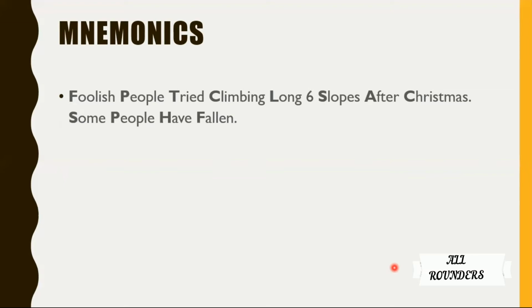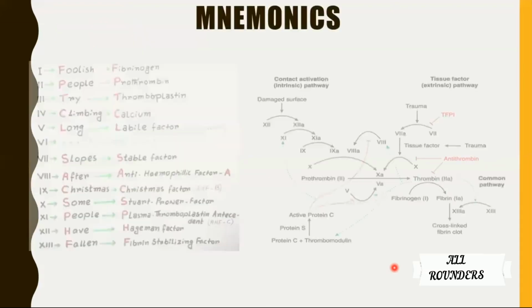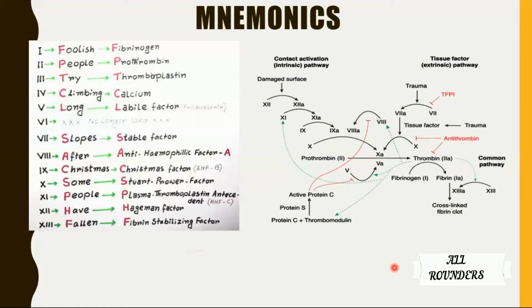Now the foolish people were there. They tried climbing long slopes after Christmas. So some people have fallen. Let's go to this particular diagram to understand the coagulation factors and their roles in the coagulation cascade.